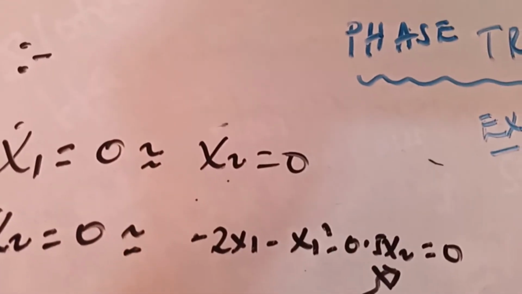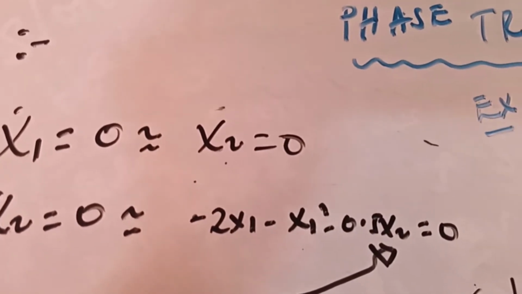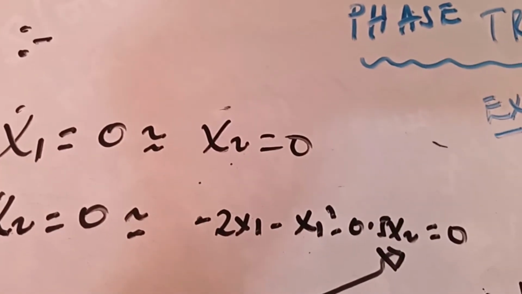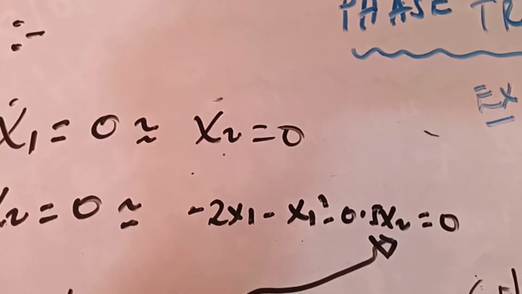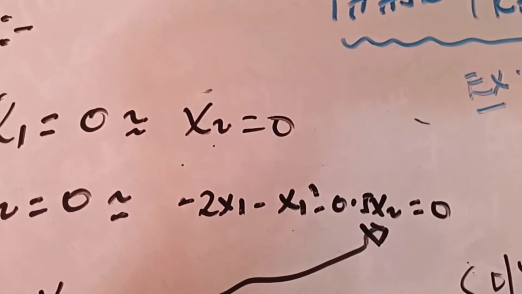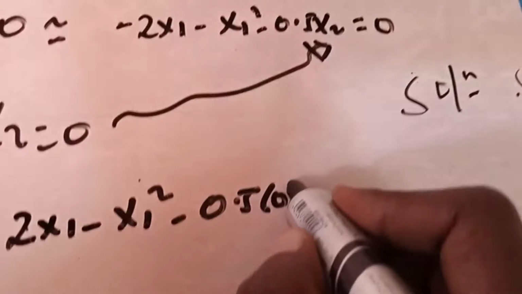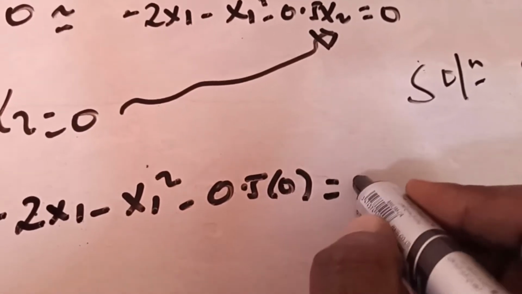So now minus 2 x1 minus x1 square minus 0.5 times 0 equals 0. This term goes to 0 now. So I have minus 2 x1 minus x1 square equals 0.